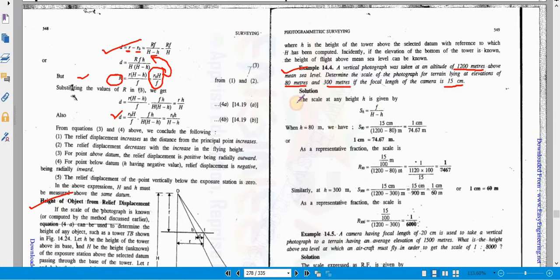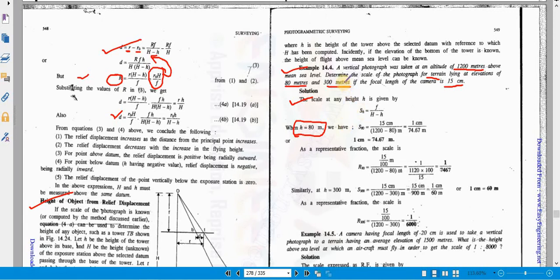So the scale of the photograph has been given by the formula S equals to what? F into capital H minus small h, where F is the focal length, capital H is the height of the exposure station, and h is the height of the ground above the mean sea level. So the terrain height elevation is 80 meters, so small h is equals to what? 80 meter.